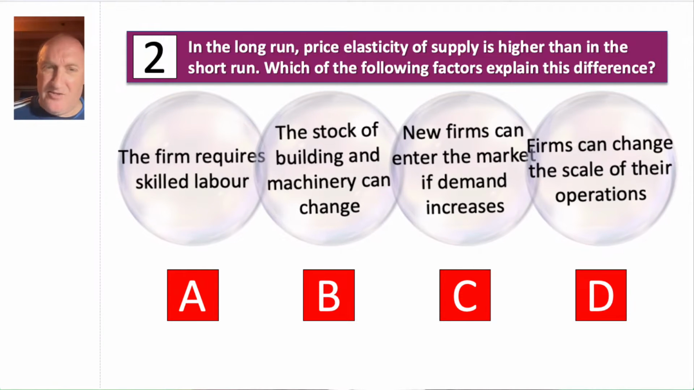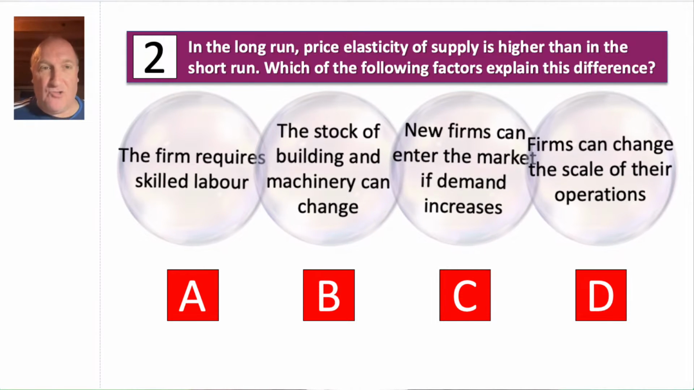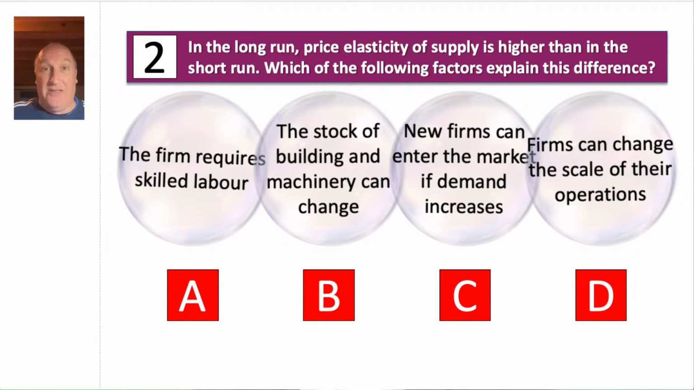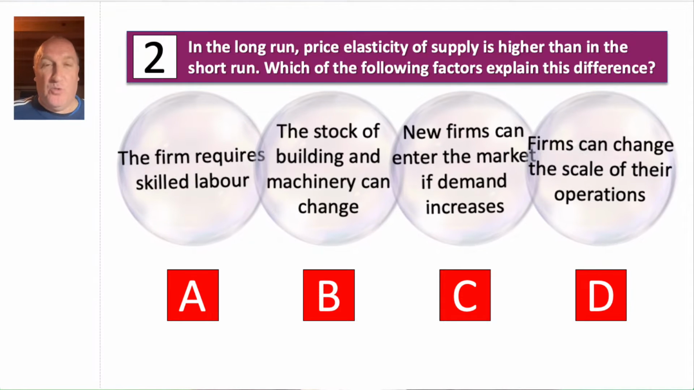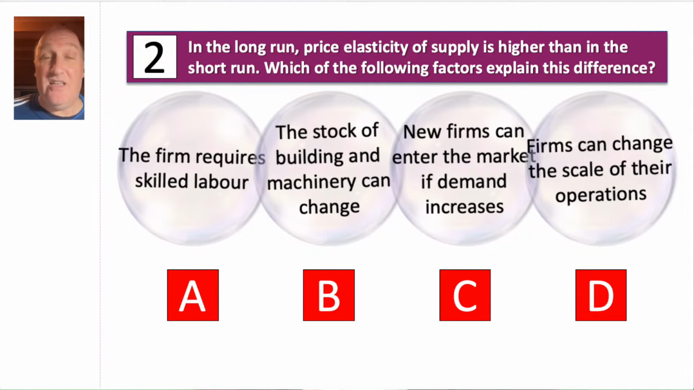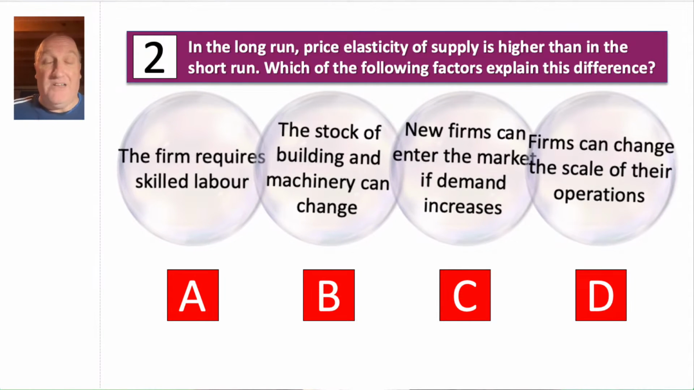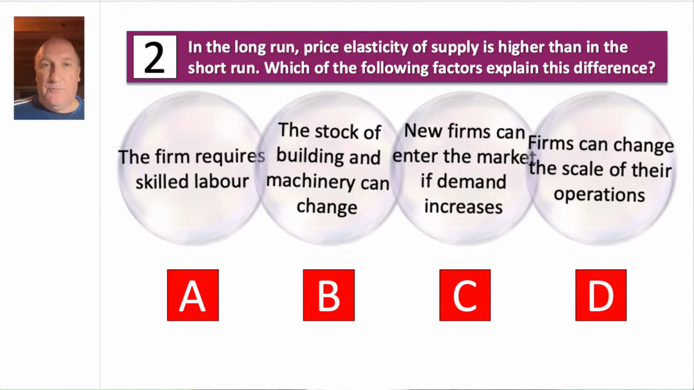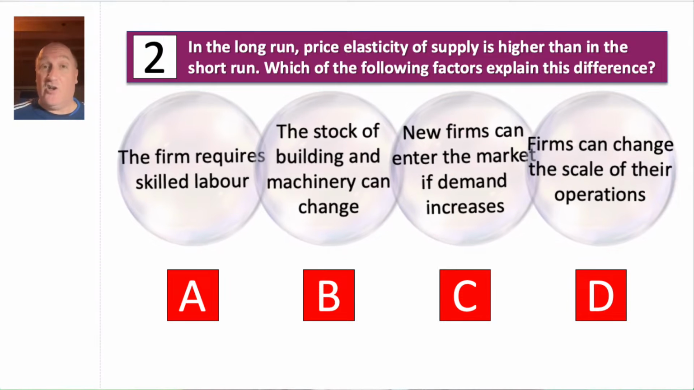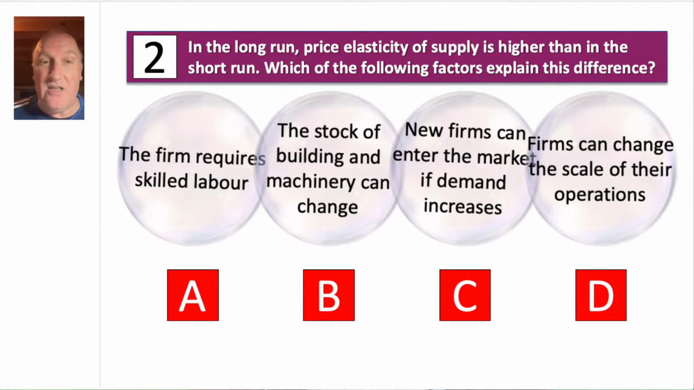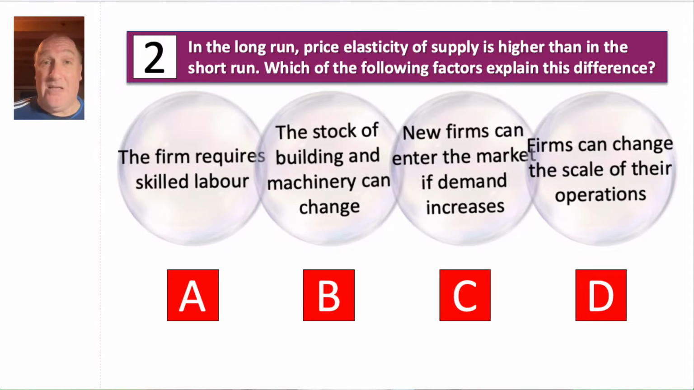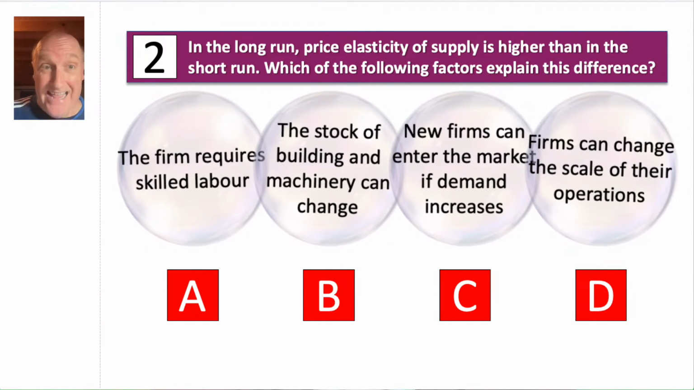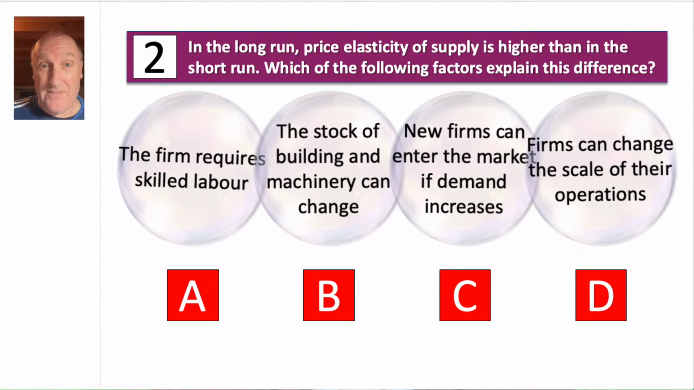A is also right, because in the long run, if you need skilled labour in the construction sector, for example, the time it takes to train new workers and get them active in an occupation, obviously in the long run, you've got more opportunity to do that. Whereas in the short run, as we know, many firms, many businesses are suffering from labour shortages, in particular shortages of skilled labour, which makes the elasticity of supply of their products less elastic.